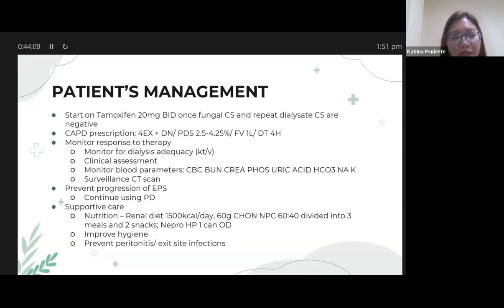So we monitored for the CT scan every 6 months, and monitor the patient for any signs of obstruction or worsening of abdominal pain, or also failure of her peritoneal dialysis, and supportive care like nutrition and hygiene, and prevention of further episodes of peritonitis.